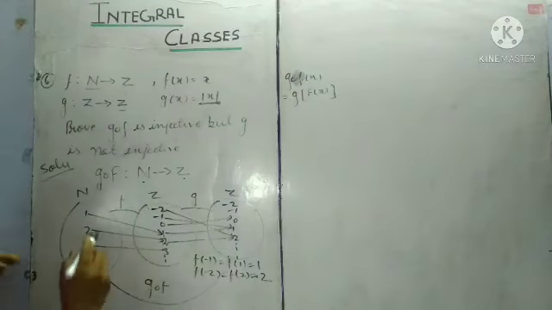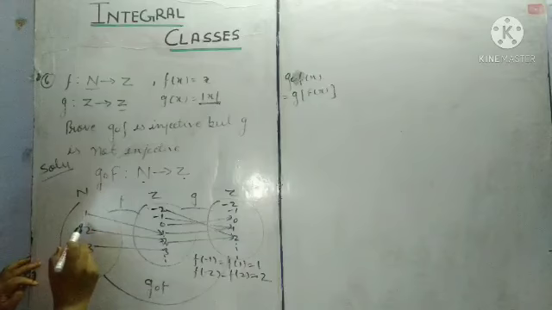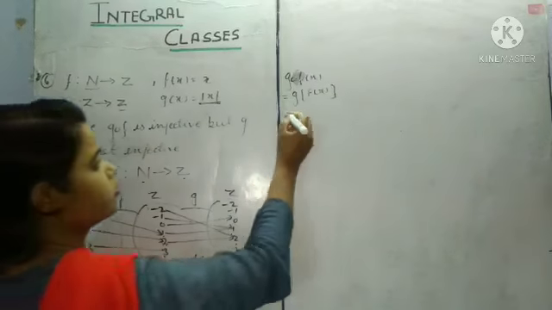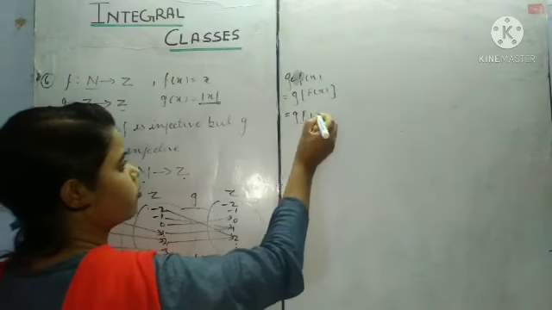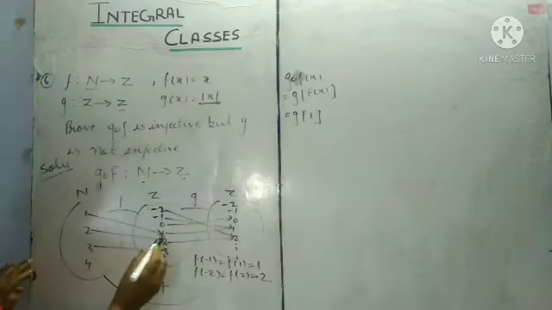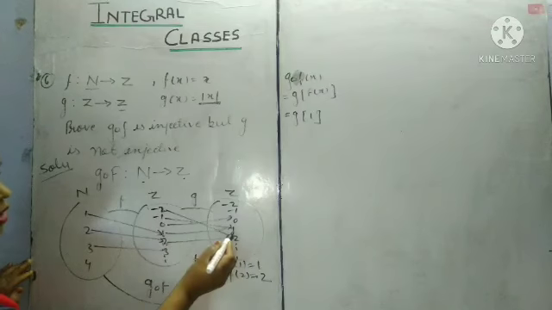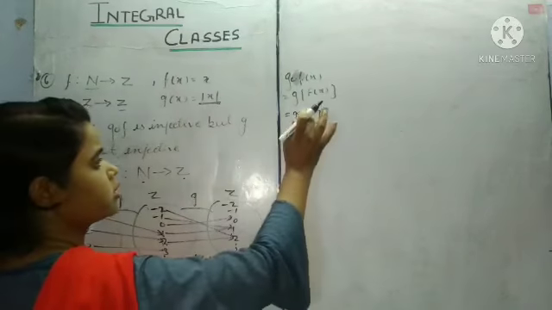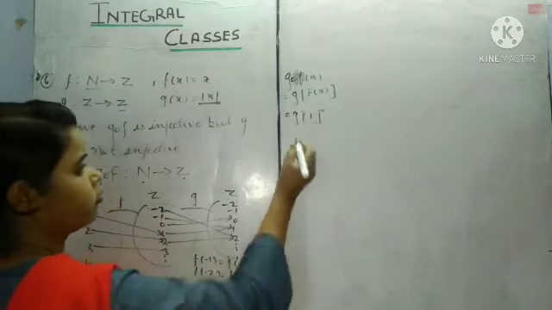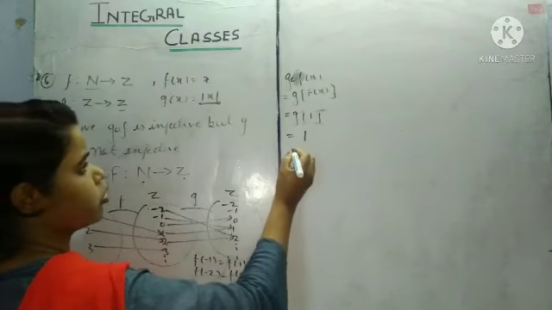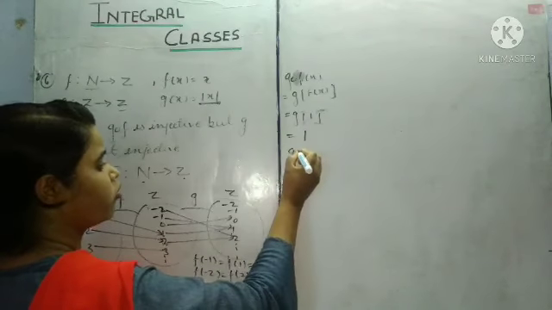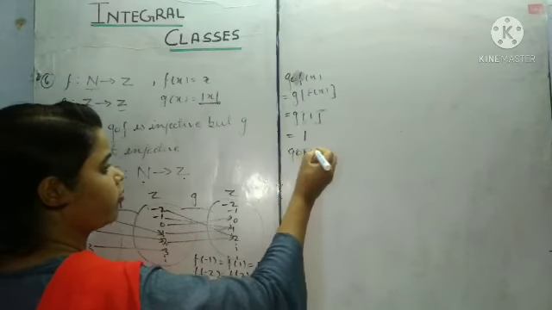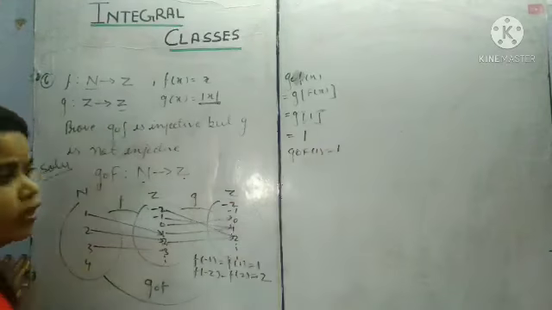Okay, now what is the value of f(x)? f(x) is equal to, we will put here 1, g of 1. Now g of 1 equal to what? It is a modulus, so g of 1 is always given positive. So g of f(1) equal to 1.